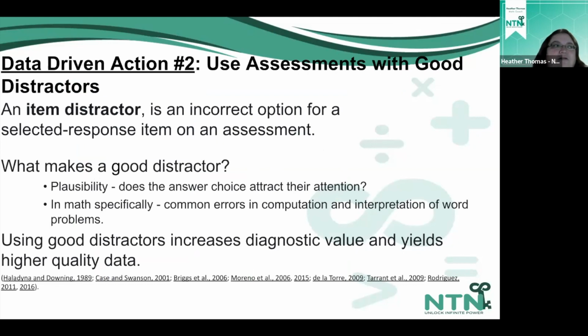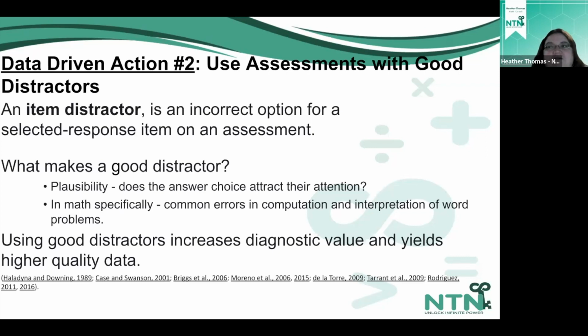So when we think about a good distractor, there's two things specifically in math that we want to focus in on. The first thing we think about is plausibility. And what this means is when I put an answer choice on an assessment item, or when I look at an assessment item that already has answer choices, do the incorrect answers appeal to students? Do they attract their attention?